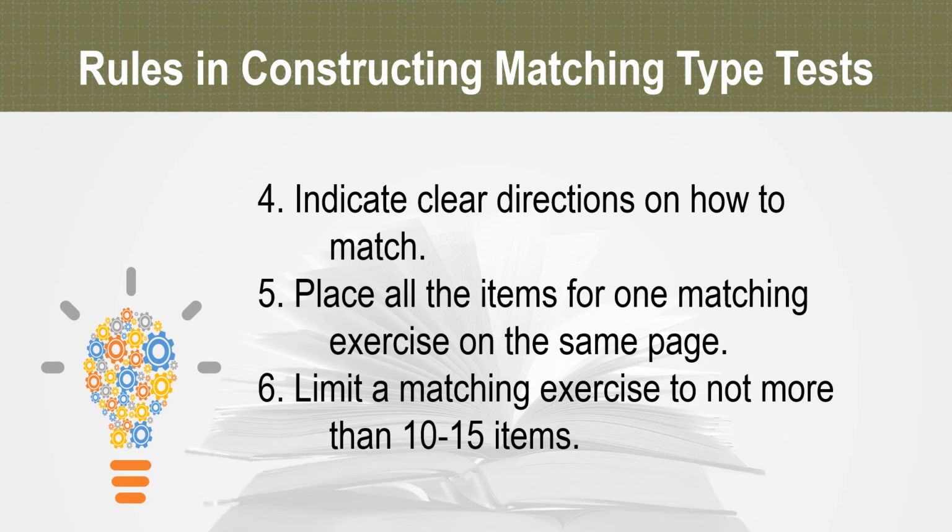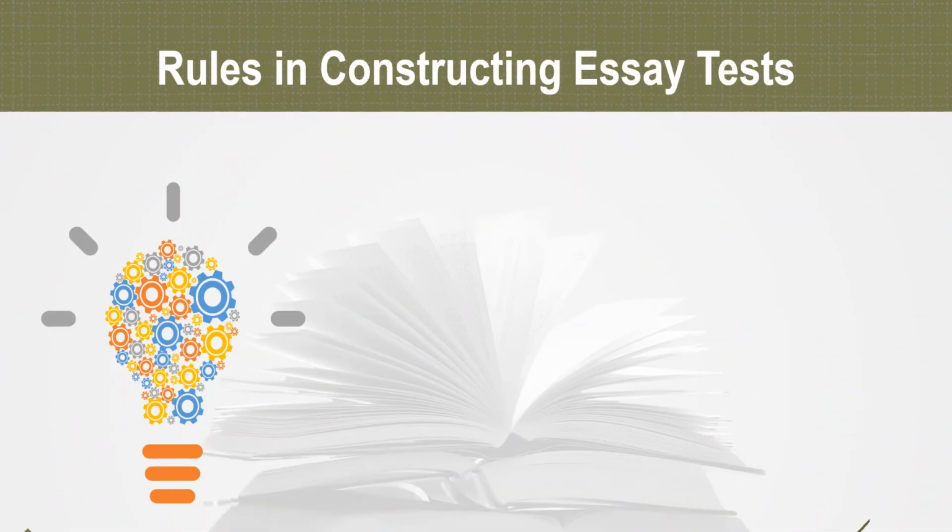Rule number six, limit matching exercise to not more than 10 to 15 items. 20 or beyond is too much. And take note, it depends on the level of the learners as well. For instance, you can have 7 to 10 for elementary. For high school, you can have 10 to 15. But as you have said, 20 is too much. That's it. So we are done with the matching type.